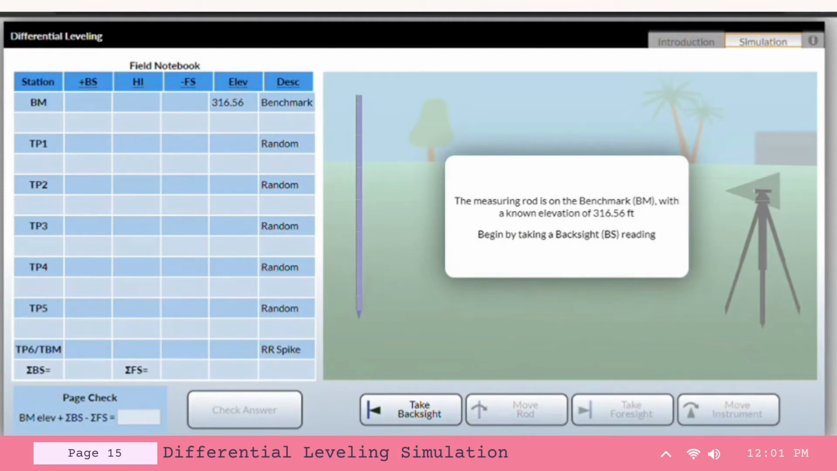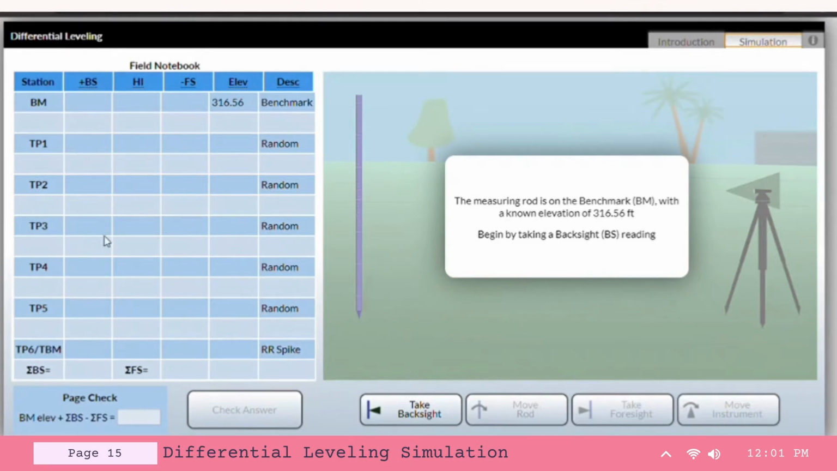You can see here a simulation for differential leveling. On the left side is a field notebook. On this field notebook, we have some abbreviations, columns and rows. BS means backsight measurement, HI is instrument height, FS is foresight reading or measurement, ELEV is elevation, and DESC is description. For the stations, we have BM for benchmark and TP for turning point: turning point 1, 2, 3, 4, 5, and so on.